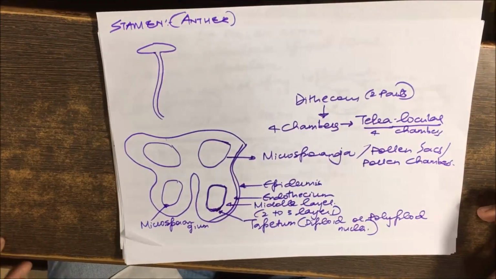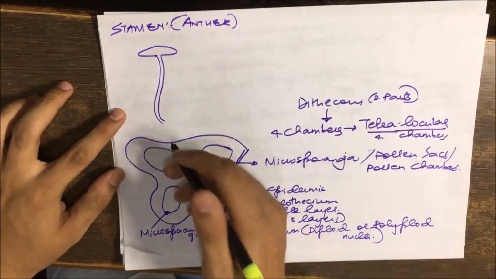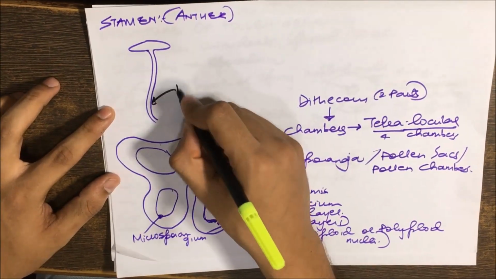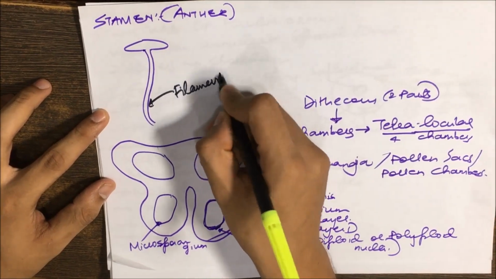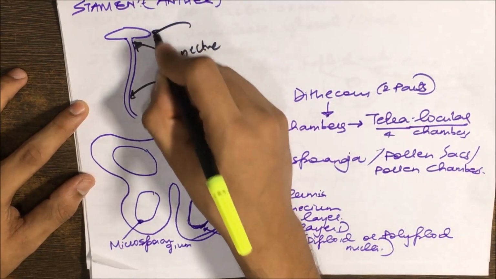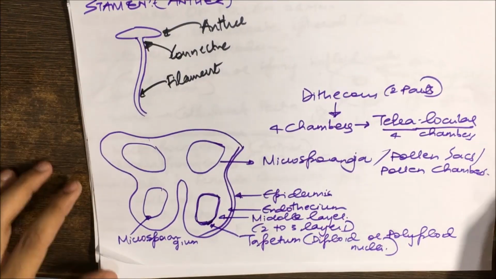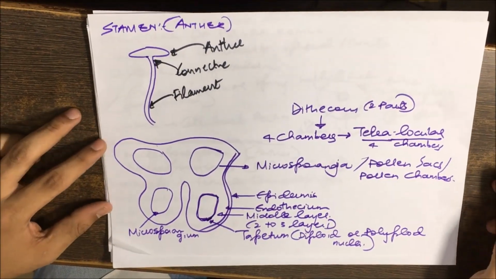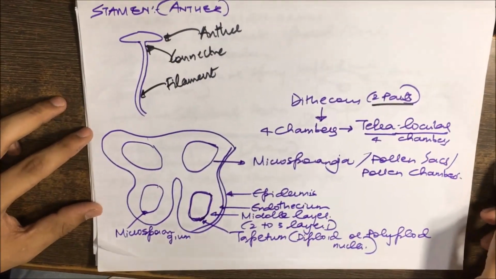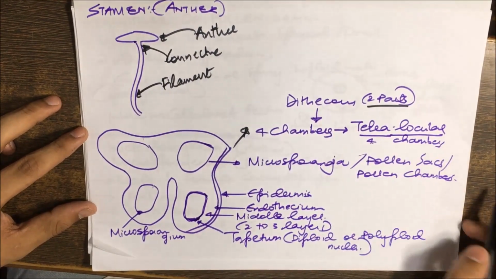Now we'll be talking about the structure of the anther or the stamen, which is the male reproductive whorl. The stamen basically consists of the filament, connective, and the anther on the upper surface. Anther basically is dithecous, consisting of two parts, with each part having two chambers, so it makes the anther tetralocular or having four chambers.